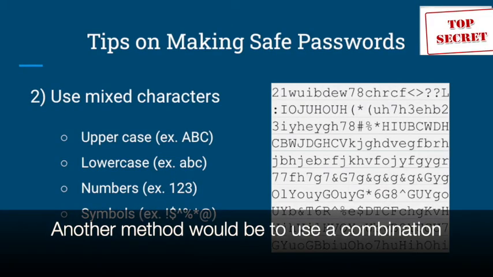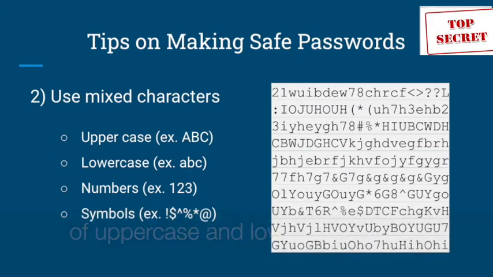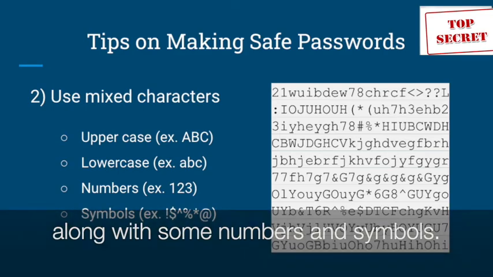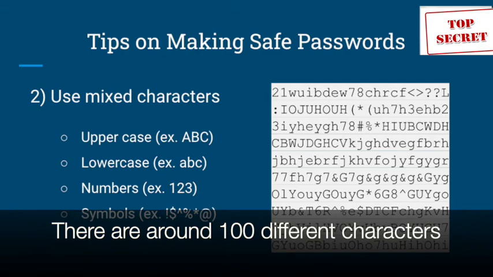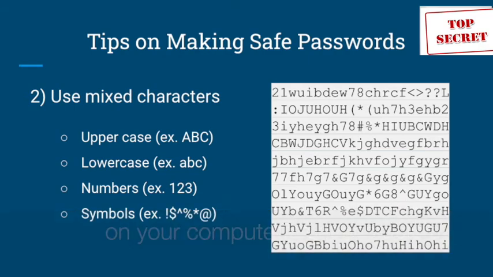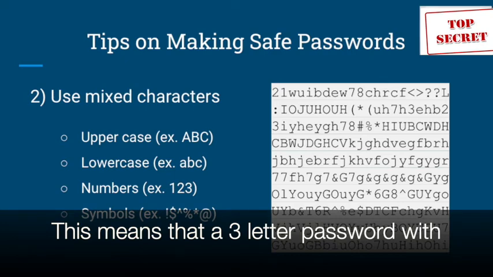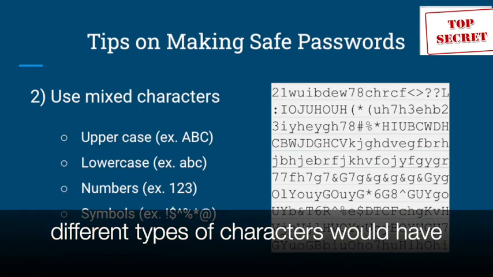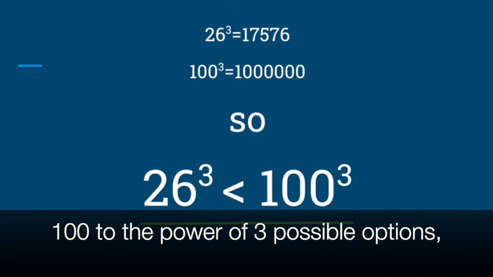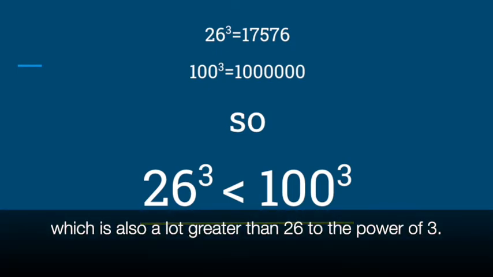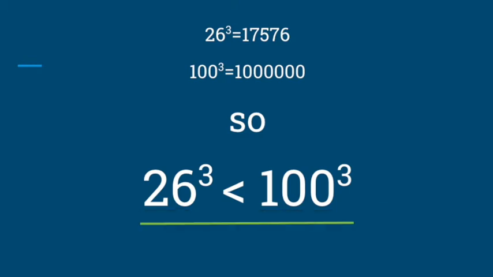Another method would be to use a combination of uppercase and lowercase letters, along with some numbers and symbols. There are around 100 different characters on your computer keyboard. This means that a 3-letter password with different types of characters would have 100 to the power of 3 possible options, which is also a lot greater than 26 to the power of 3.